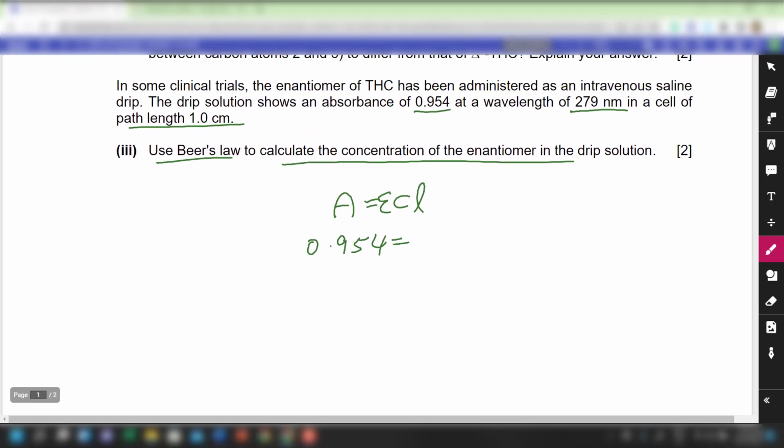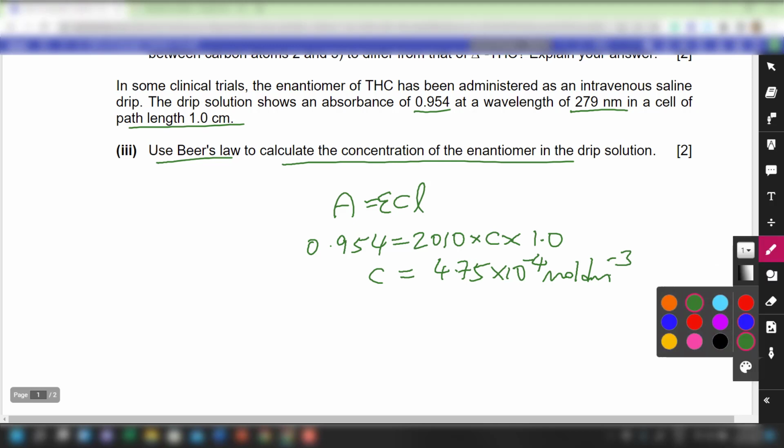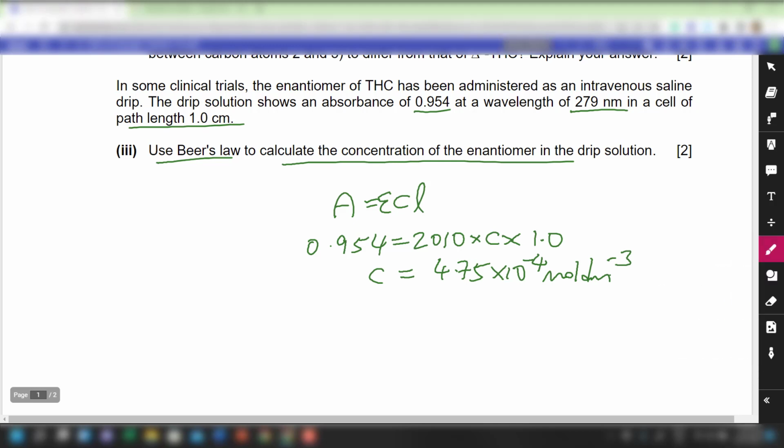So this will be 2010, multiplied by the concentration, and then multiplied by the path length, which is 1 cm, so that would be 1.0. So you can easily get the answer to be 4.75 times 10 to the power of minus 4 moles per dm cubed. Just make sure that you punch your calculator properly in order to get the correct answer. This should be a relatively straightforward application of Beer's law.